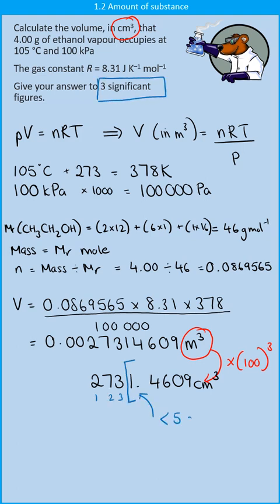But don't forget that the question also said 3 significant figures. So of course I'm going to count down the 3 figures at the start, and then it's the 4th figure which is going to determine whether I round up or down. Here it's less than 5, so therefore I round down. So my final answer is going to be 2,730 centimetres cubed to 3 significant figures.